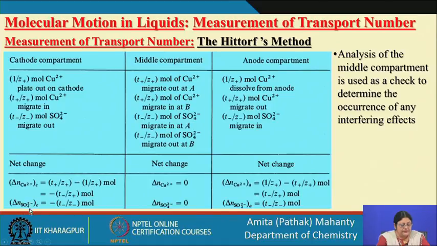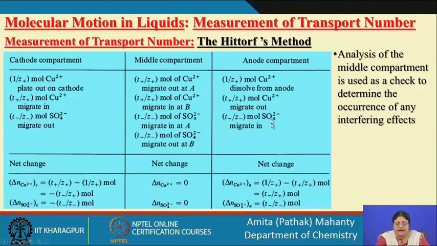Similarly, we can see the changes in the sulphate ions. Sulphate ions also should have the same changes: the transference number of the anion times 1 by the charge of the anion. The changes in cation and anion concentration in this middle portion should be 0, because we should not be expecting any sort of concentration effects or interference effect in this portion. If we have that, then we have to correct it with the change of current.